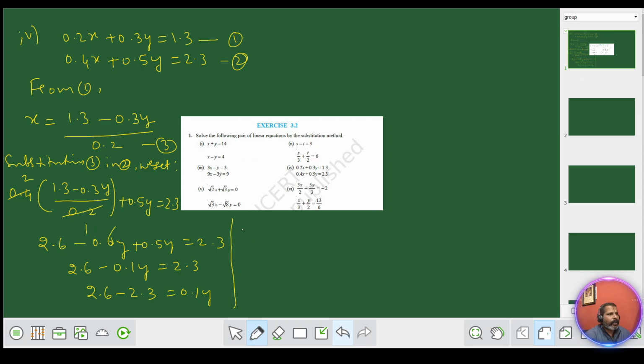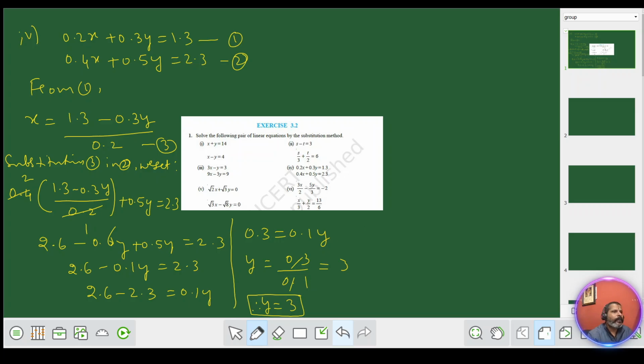Then 2.6 minus 2.3 is what? 0.3 equal to 0.1y. y equal to 0.3 by 0.1. Since the decimal places are same here, we just cancel the decimal places. That becomes 3 by 1. You get y equal to 3. Okay, clear? That is y equal to 3 is the solution, first one.